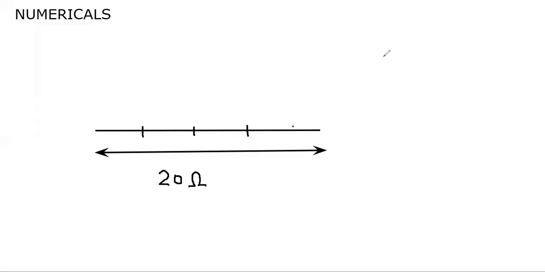Now here's a 20 ohm wire and I have cut it into 4 equal parts. So what would be the value of resistance for each part? 20 in 4 equal parts, so it would be 20 divided by 4. That is 5 ohm, 5 ohm, 5 ohm and 5 ohm. So every part would be of 5 ohm. This you have to remember, that when a wire is cut into equal parts, resistance also gets divided equally.